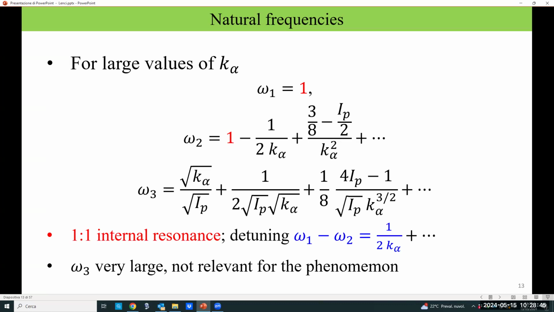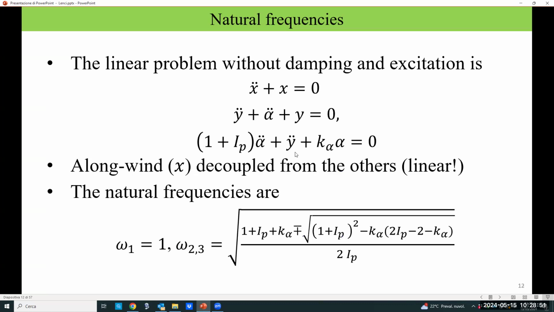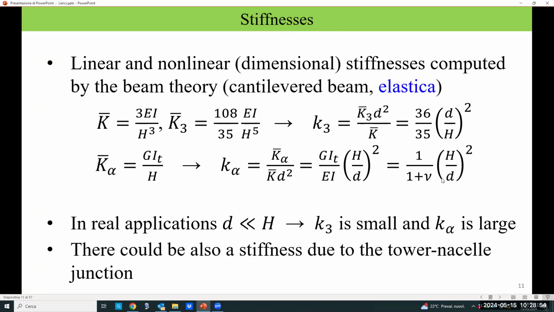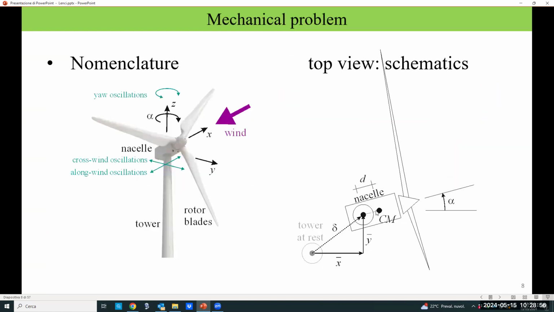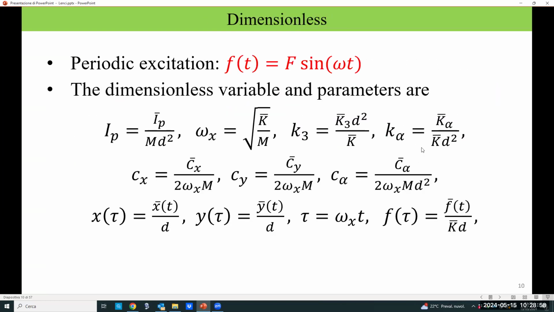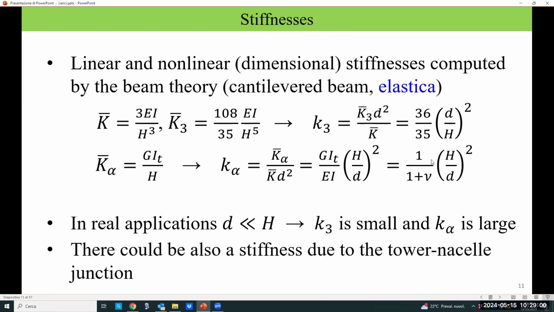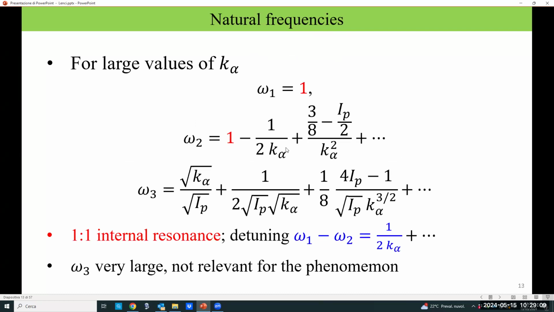And please consider that this is not an exact internal resonance just because of this offset, offset D. Because if D, I repeat, this offset, goes to 0, K alpha goes to infinity, and if K alpha goes to infinity, this goes to 1, and you have perfect internal resonance.